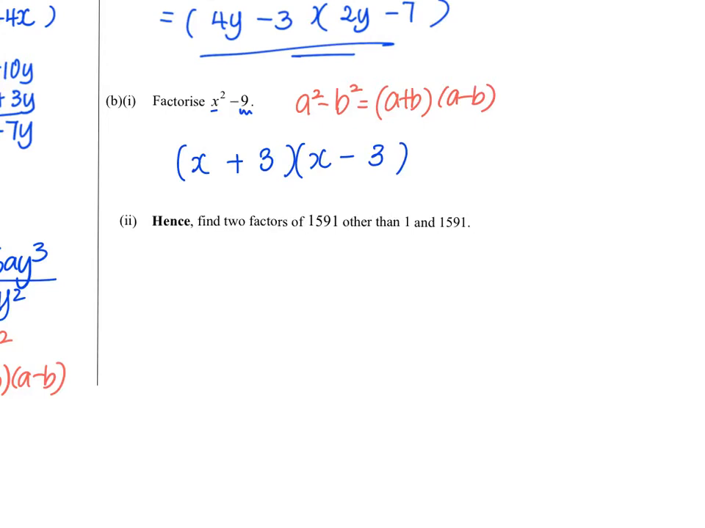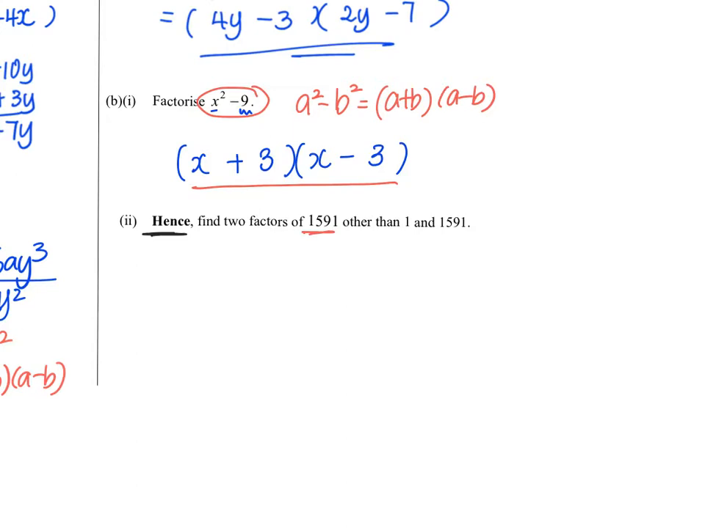The question now says, hence, find two factors of the number 1591 other than 1 and itself. How am I going to use the factorization here? This one says I need x to be something, but I don't even know what x is. Am I right? But what do I know? I know this is x squared minus 9. And then now I'm only left with 1591. So what can I do?